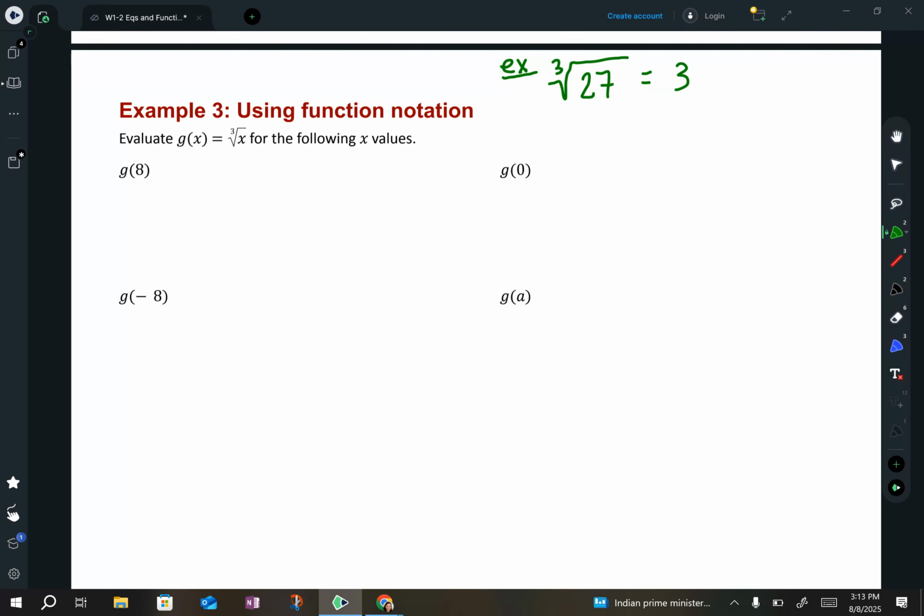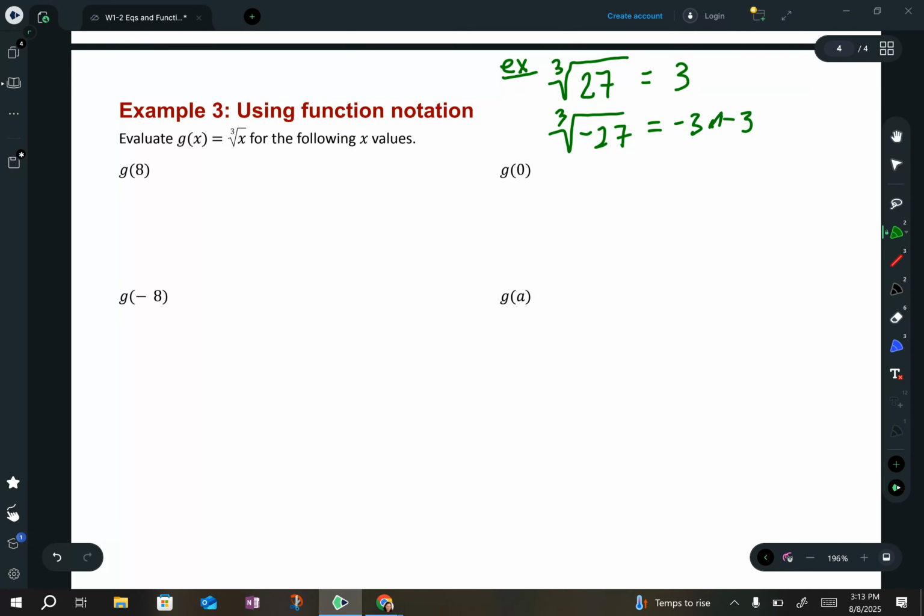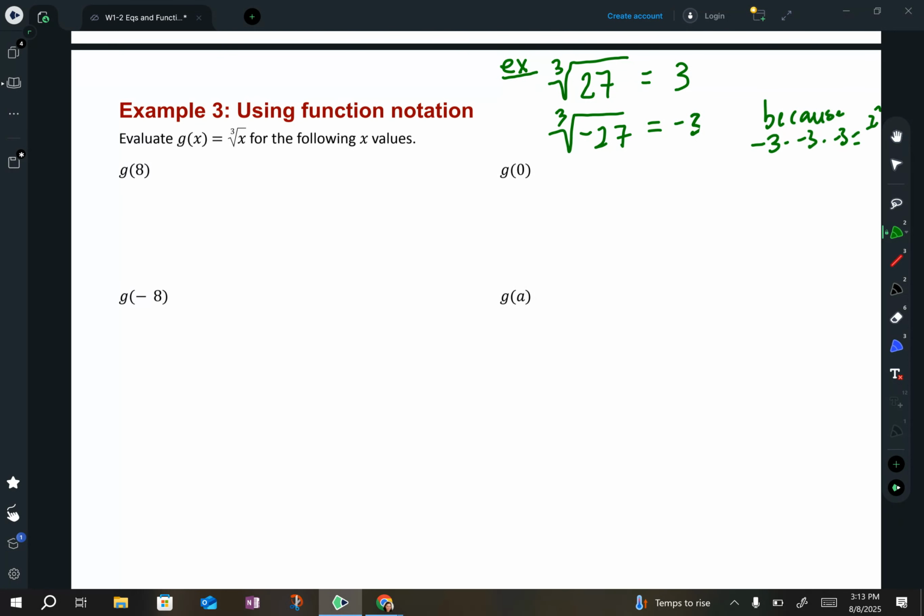And the tricky thing about cube roots over square roots is you can take them of negative numbers. So if we wanted the cube root of negative 27, it would be negative 3, because negative 3 times negative 3 times negative 3 is negative 27. So we have an odd number of integers there. So we're able to have cube root of negative numbers, but you can't take the square root of negative numbers because there's no way to multiply something by itself twice and end up with a negative.